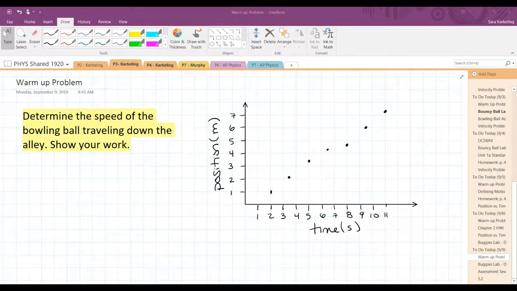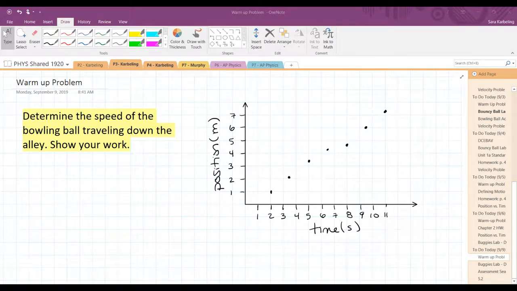So the task asks you to determine the speed of the bowling ball traveling down the alley. Here is the graph. What are you going to do first? Draw a line? Yeah. Any line, or what kind of line? A best fit line. How does one draw a best fit line? You can kind of put half on one side, half on the other, and just draw a line. Yeah, you got to kind of balance it out, right?